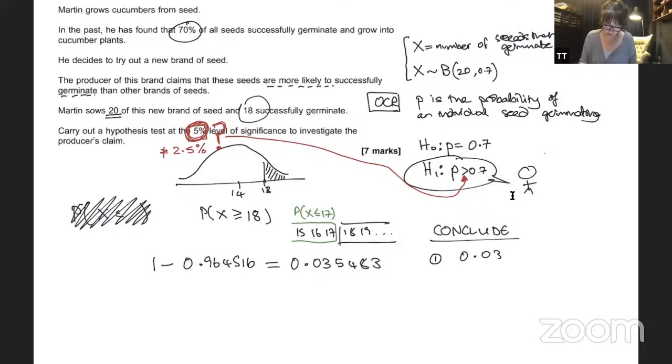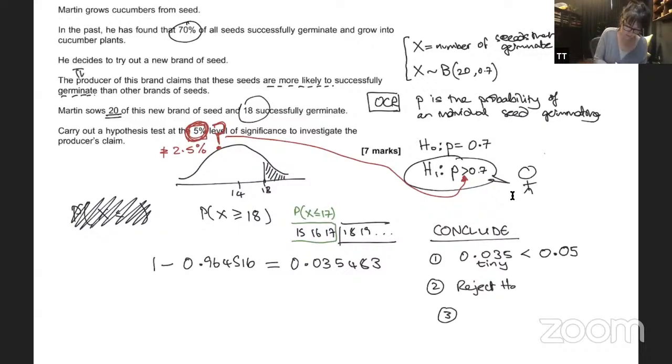So 0.035, that is less than 0.05. So what does that mean? It's really teeny, yeah? Tiny. Excellent. Tiny, tiny, tiny. So we reject H0. And then we write our sentence. Where's his claim? We are rejecting H0. There is evidence to suggest that, and now we need his specific claim, that these seeds are more likely to successfully germinate than other brands of seeds. This is the final sentence.